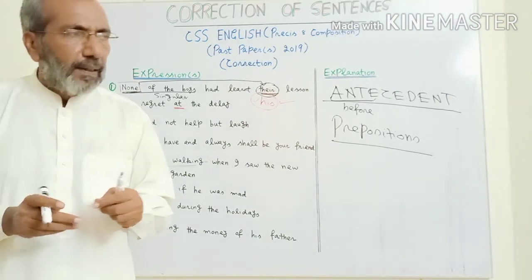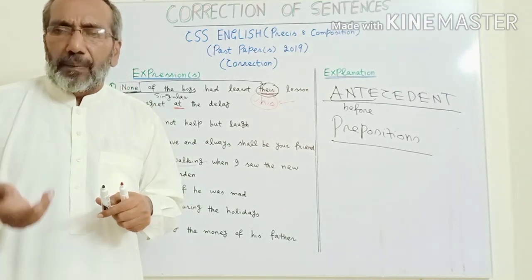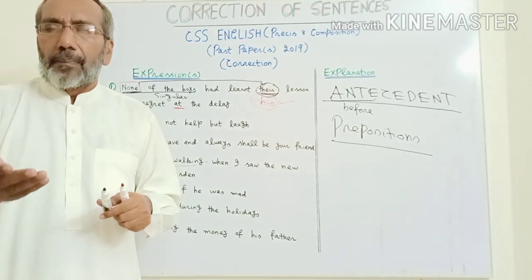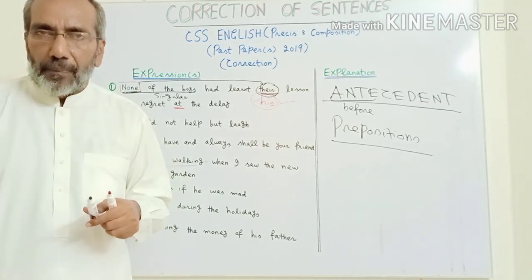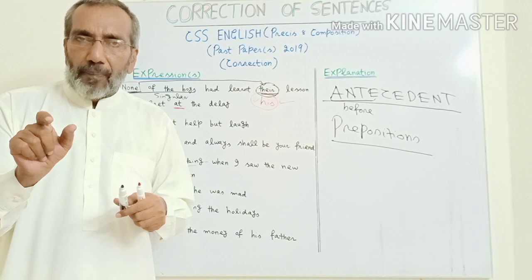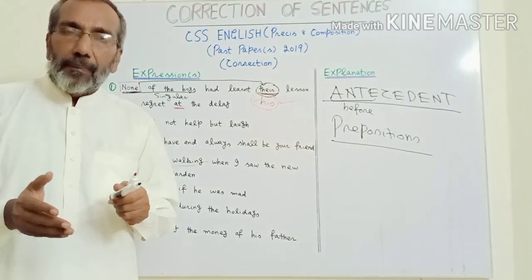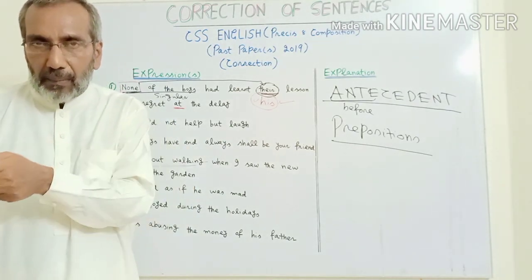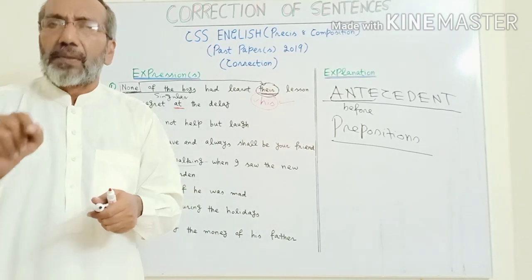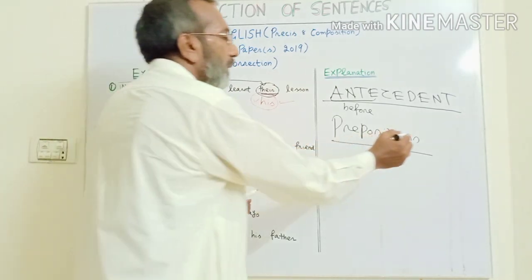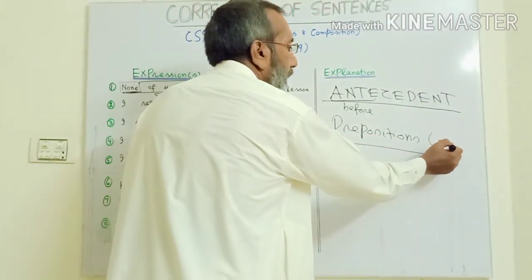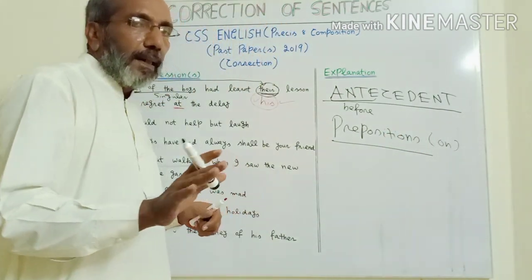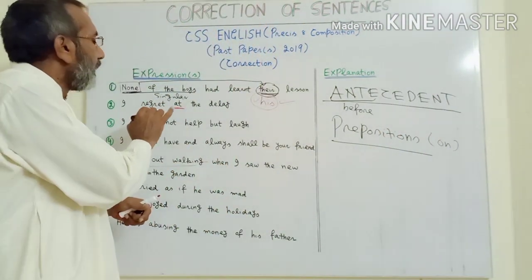Suppose you go for a very simple example. You say, your cup is dash the table. So we need some linking word to find the relation between your cup and the table. If you say, on the table, on is being used here as a preposition. Clear?